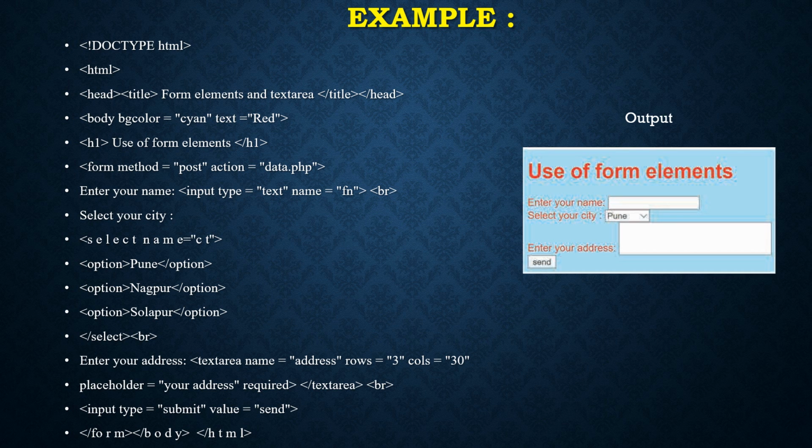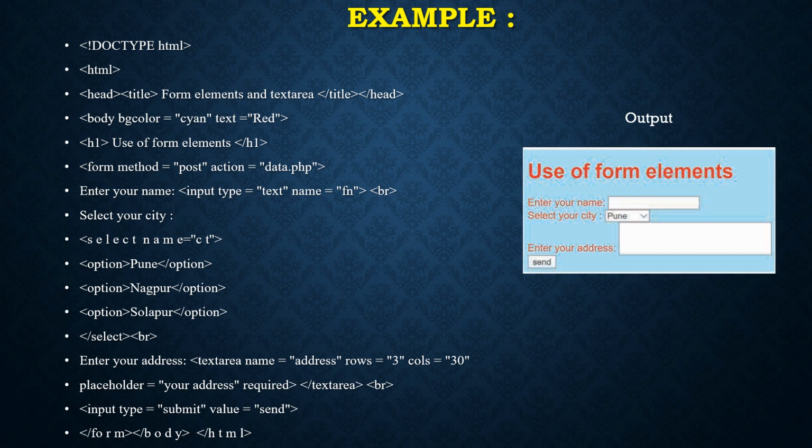Enter your name. So the first field, name, is given where input type is equal to text and name is equal to firstname. After that the BR tag is given to break the line. Then select your city where the select tag is used. The name is equal to city, or city in short you can write. Option Pune slash option. Option Nagpur slash option. Option Solapur slash option. Three cities are included in the list box. So here by default you can see Pune because Pune we have given first, and then close it with slash select. Then enter your address where the textarea name is equal to address, rows 3, columns 30.